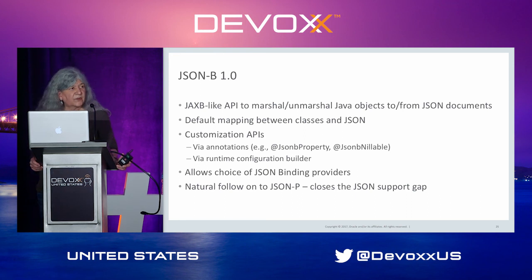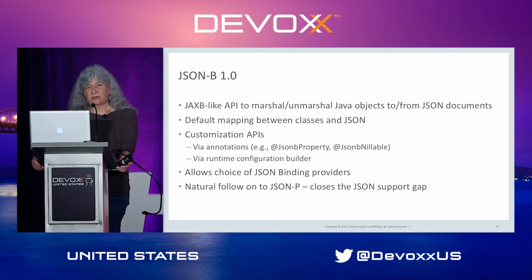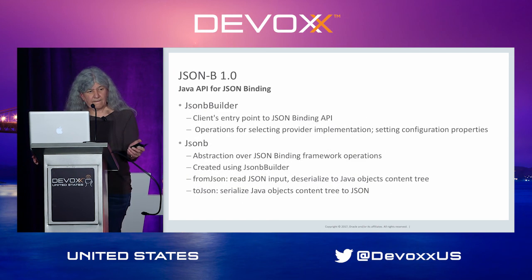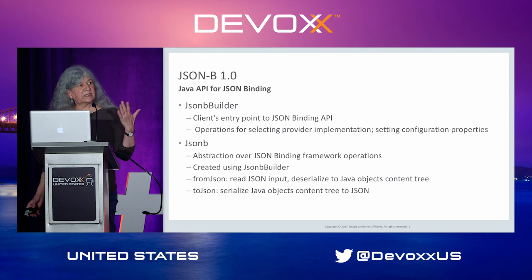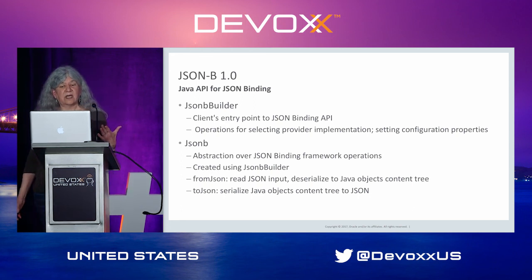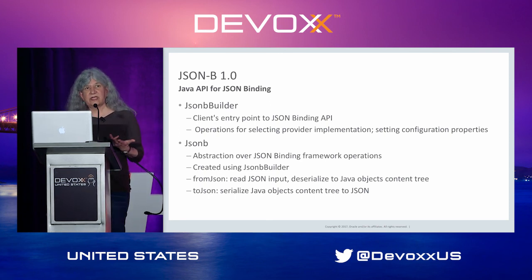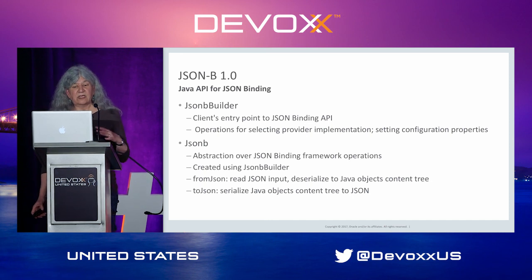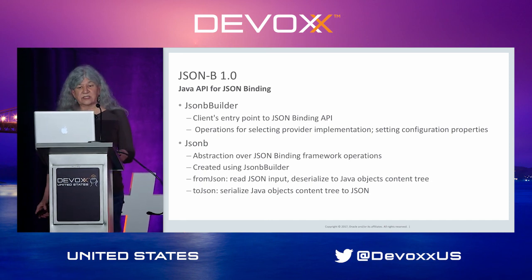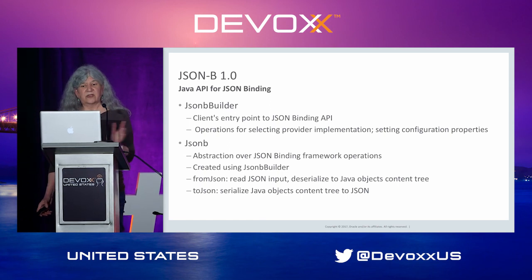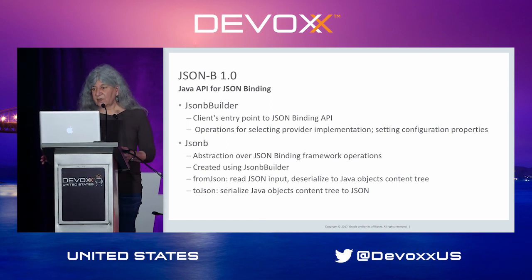It's got provisions for plugging in the JSON binding provider of your choice, so you don't need to use the built-in one. So two key interfaces here: JSONB Builder, which is the entry point into this API, and that gives you operations for setting the configuration properties and for choosing your provider. And then JSONB, which you construct using the JSONB Builder, which provides the serialization and deserialization operations.